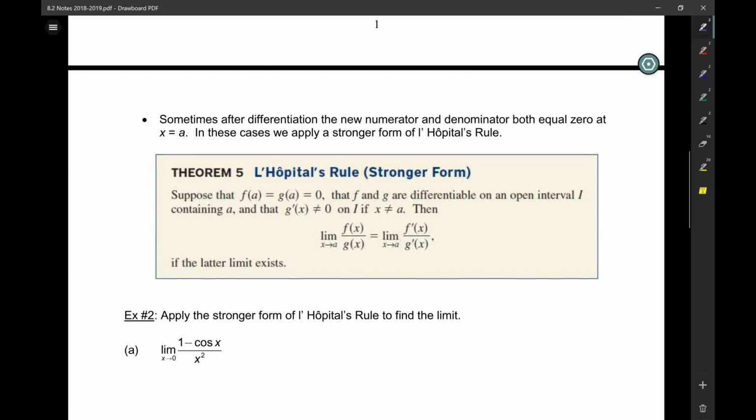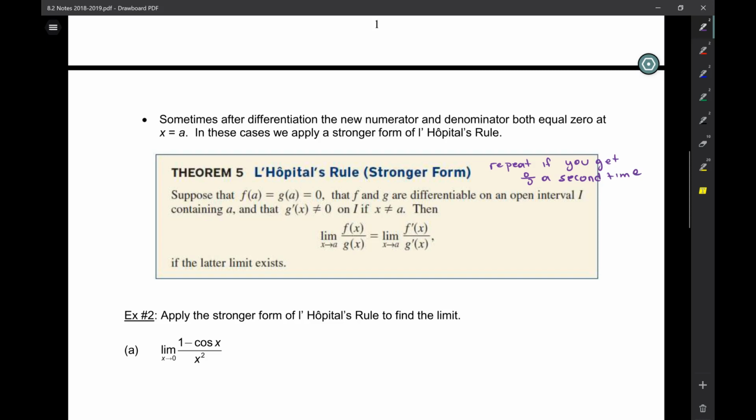So sometimes you take a derivative, all right? And then you're like, oh my God, I got it, L'Hopital's rule. You take a derivative, you plug in the value, you get 0 on top, 0 on the bottom, again. So what do you do then? Repeat, okay? So we call this, it's called the stronger form of L'Hopital's rule. So basically, repeat if you get 0 over 0 a second time. Or a third time, or a fourth time, or a fifth time.